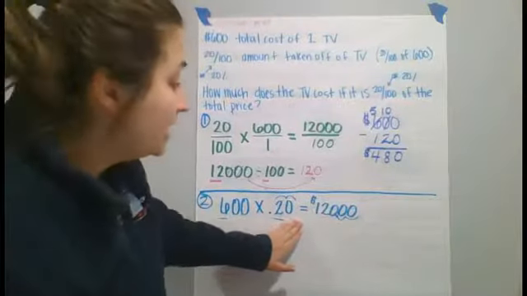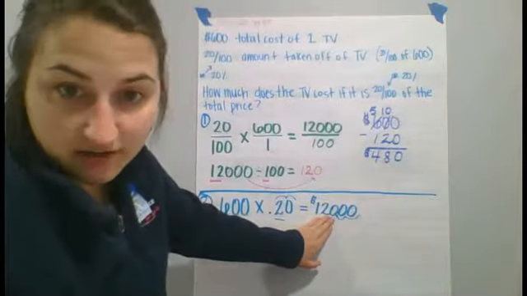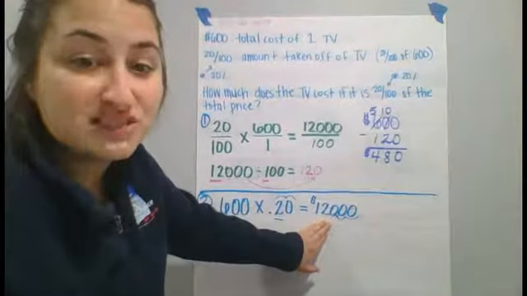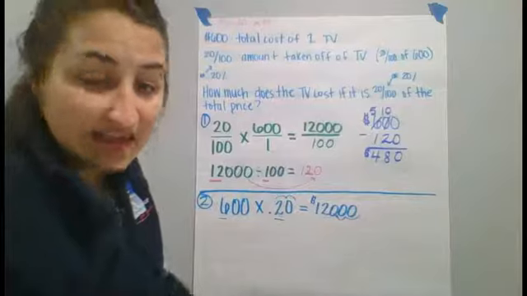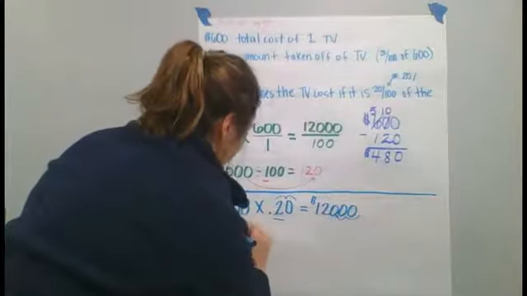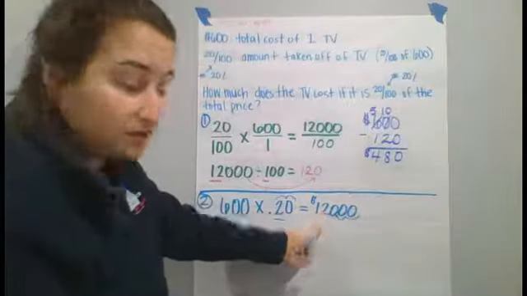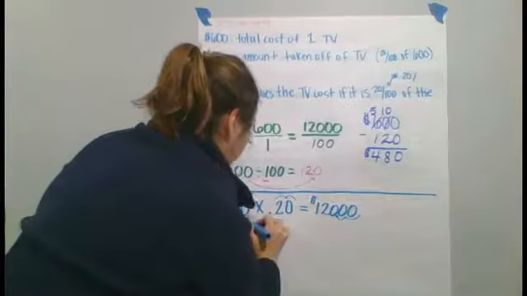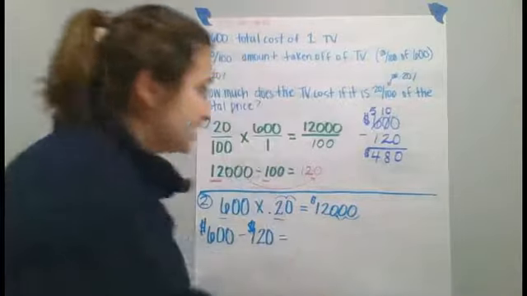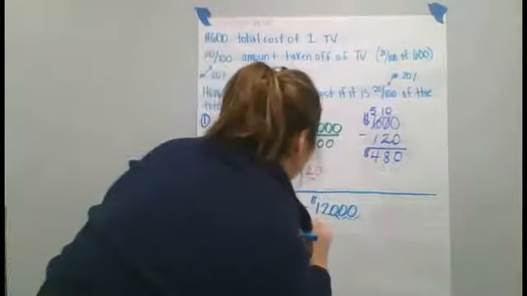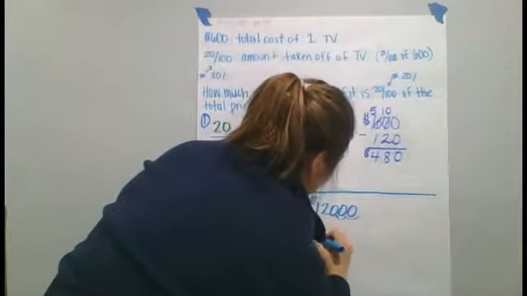So in your calculator, if you were to do this, you would see 600 times 20% or 20/100ths equals $120. So again, that's not your cost of your TV. This is how much you save. So now you want to take the total cost, which is 600, and you want to subtract the 120. And then same thing, you're going to figure out that the total cost of your TV now is $480.